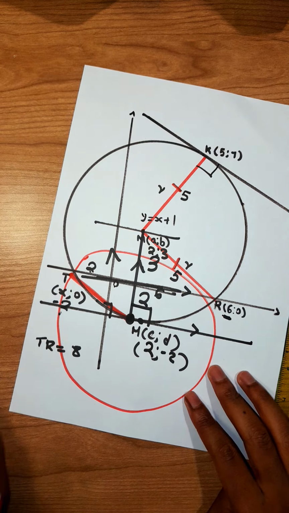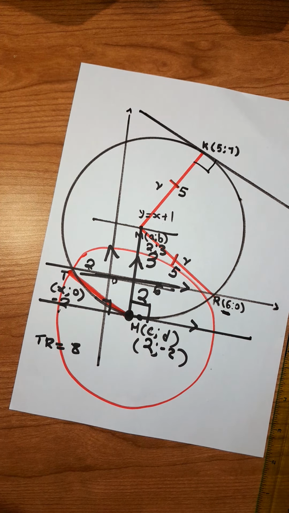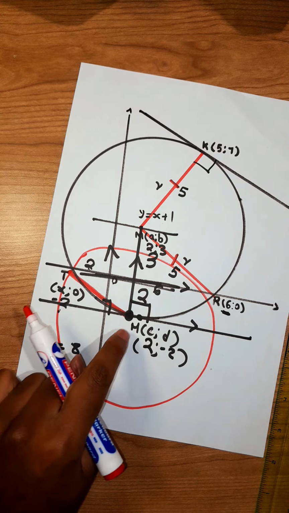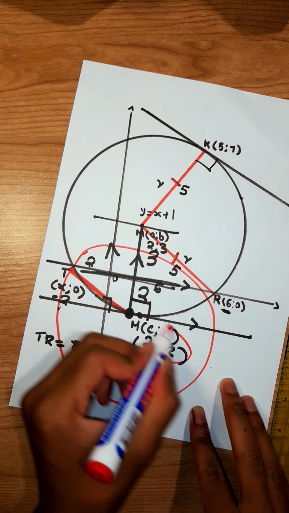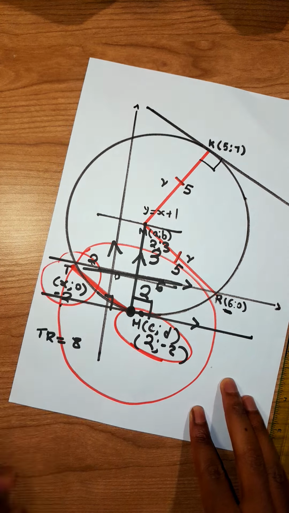How do you write the equation of a circle? I'm not going to do this one. You are just going to do it on your own. How do you find the equation of the circle? If you have the center and a point, how do you do it?